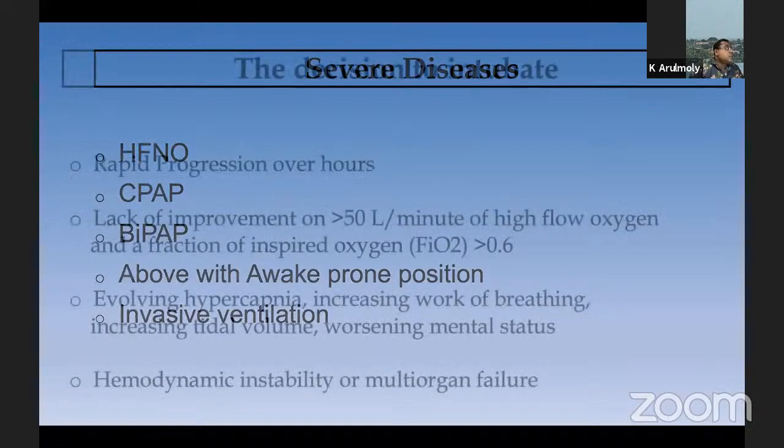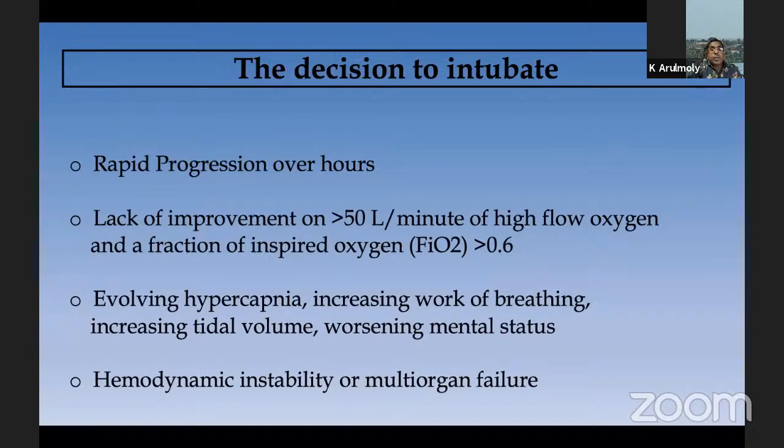So how to decide on intubation? Intubation is the last step. It carries a lot of mortality if you intubate COVID patients. There are indications for intubation: rapid progression over hours, lack of improvement over 50 liters per minute of high flow oxygen and FiO2 of 60%, evolving hypercapnia, hemodynamic instability, and multi-organ failure. So please keep a low threshold for intubation.